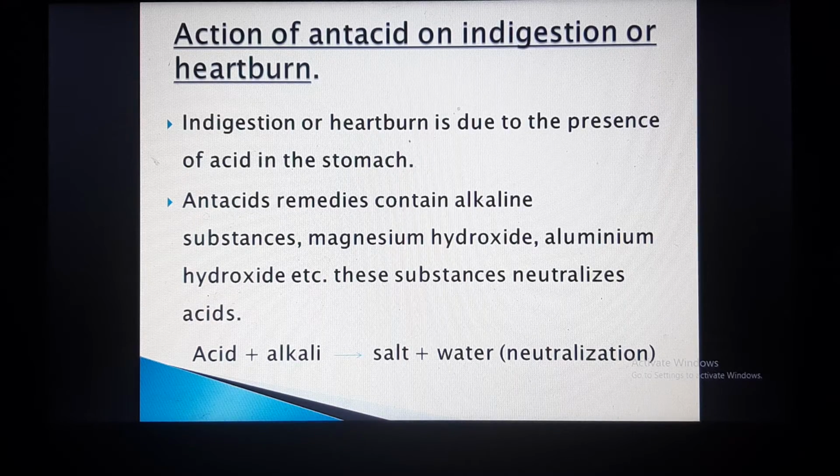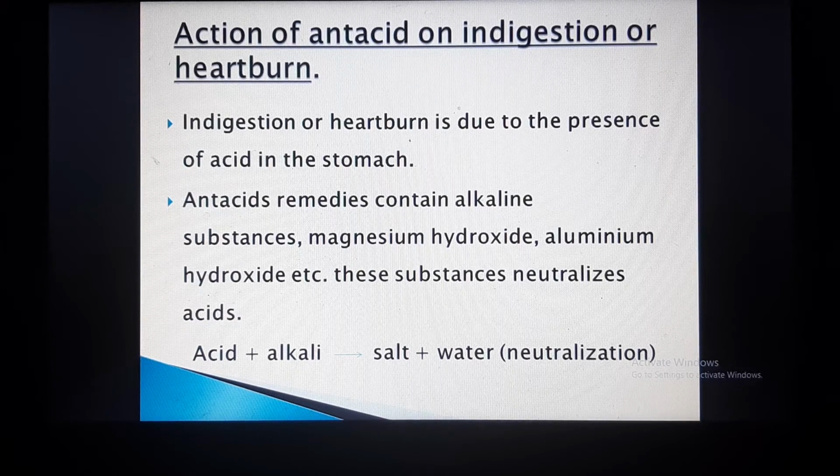Why are we using antacids? Because these antacids are alkali, or they contain alkaline substances. Some examples are given here, that is magnesium hydroxide and aluminium hydroxide. When it reacts with the acid, we know salt and water are formed. That means a neutralization reaction is taking place. The acid is neutralized by the alkali present in the antacids. So this is the main action of antacid on indigestion or heartburn.